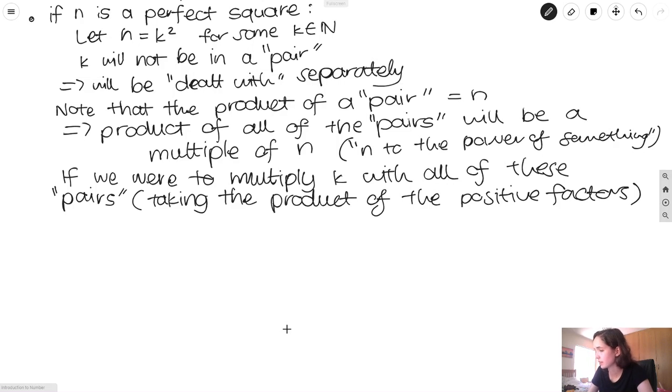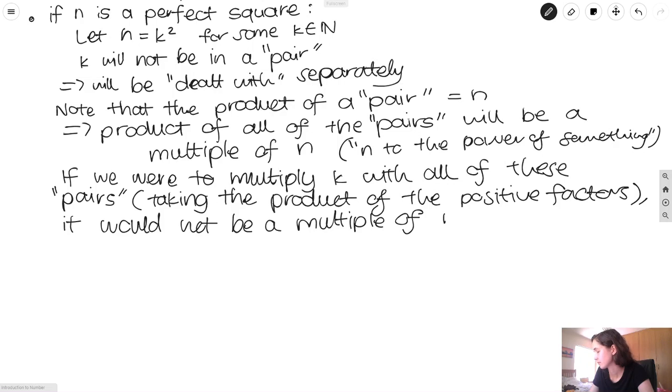pairs, it would not be a multiple of n anymore. So this means, let's quickly look at an example first.